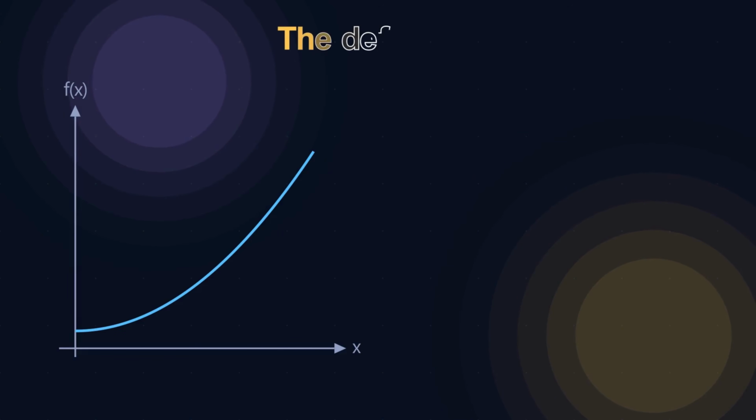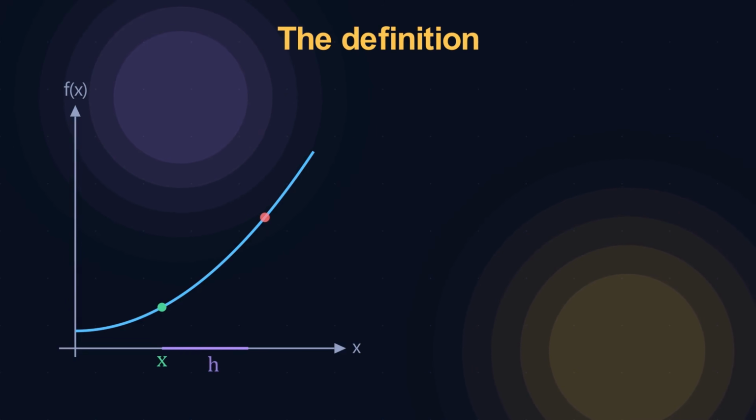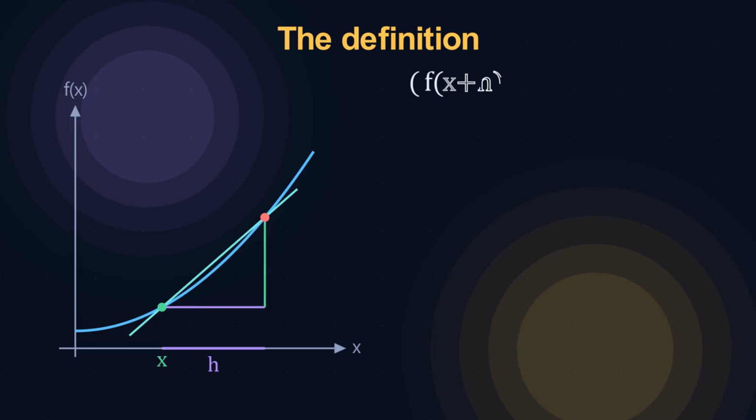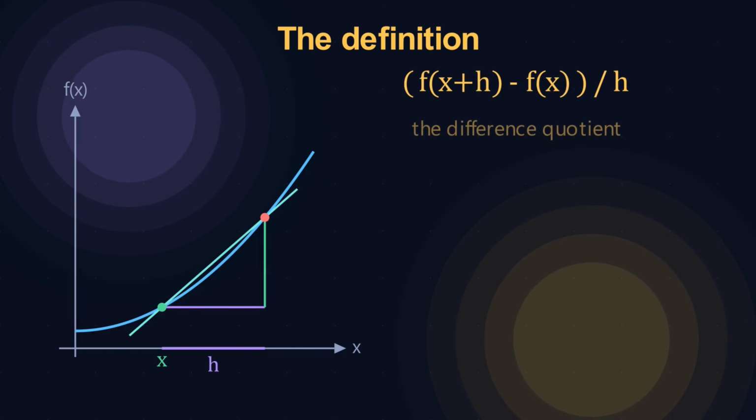Let's write this down precisely. Take a point on the curve at position x. Step a small distance to the right. We will call that gap h. Now we have 2 points, and we can find the slope between them. Rise over run, the change in the function divided by the step h. This expression has a name, the difference quotient.